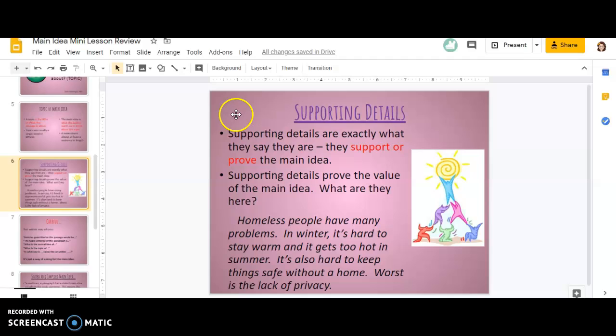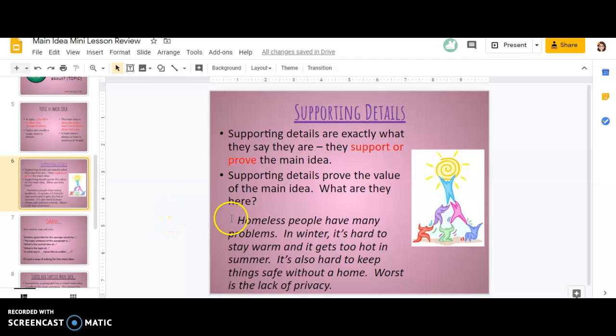So what are supporting details? Well, supporting details are exactly what they say they are. They support or prove the main idea. So the difference between a main idea and a supporting detail is that a supporting detail proves the main idea. It is the evidence, right, that we're looking for.